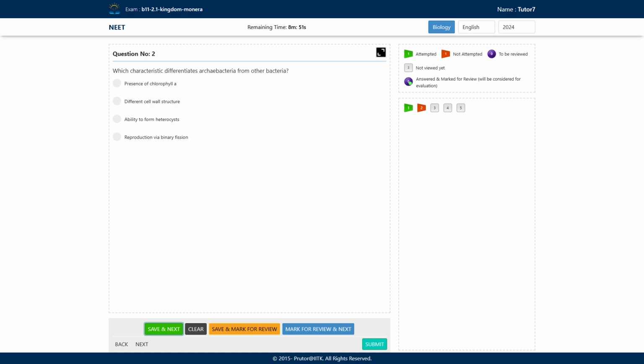Now let's discuss this question. Which characteristic differentiates archaebacteria from other bacteria? You know archaebacteria are known as extremophiles. They can survive in extreme environments. What differentiates archaebacteria from the other bacteria? Option A is presence of chlorophyll A, option B is different cell wall structure, C is ability to form heterocysts, and D is reproduction via binary fission. So what will be the correct answer?